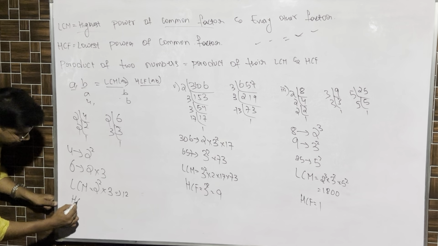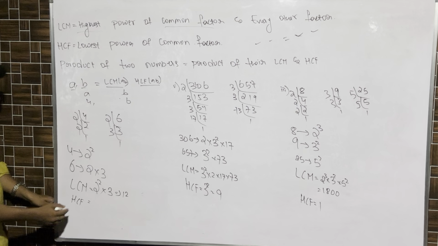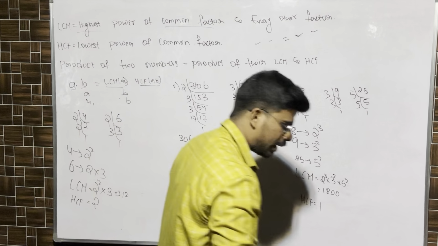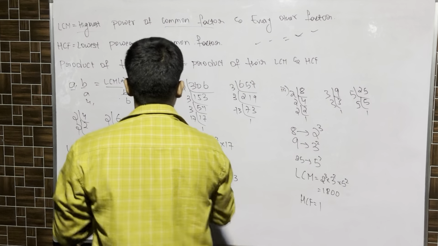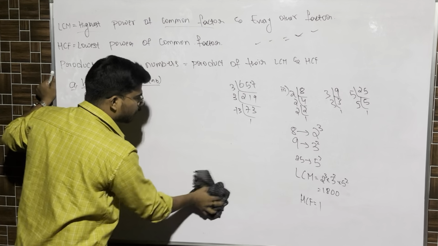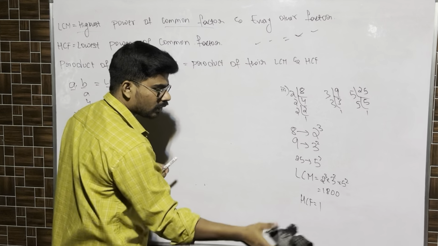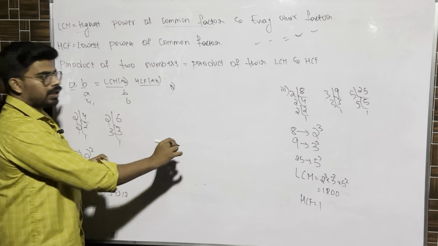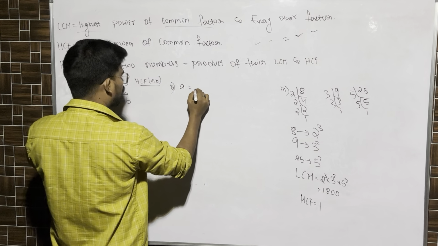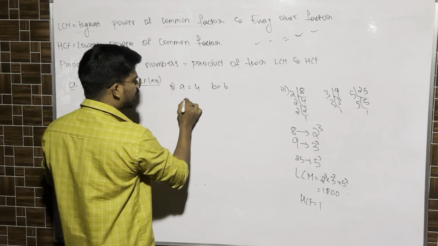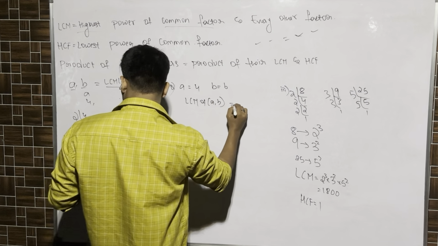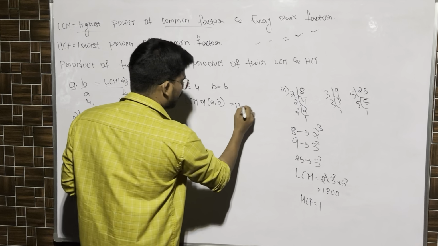Now the HCF. What is the HCF? For the common factor, only 2, right? So we now have two numbers and their LCM and HCF. Let me show you what type of question is asked out of this. In the question it will give A comma B, where A is equal to 4 and B is equal to 6. LCM of A comma B is 12.